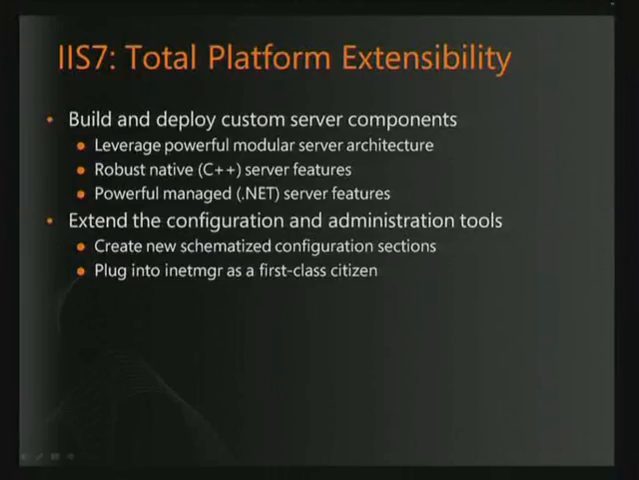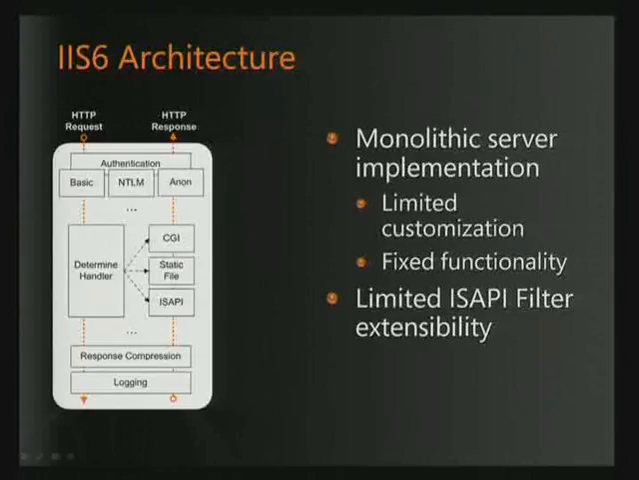But first, to understand how the new architecture works, let's talk a little bit about IIS 6 and how it worked. In the past, IIS 6, for developers and in general, was just a black box, right? It was just a huge DLL that had all the functionality that IIS provided baked in. There were different authentication schemes we provided, and there was a bunch of functionality.